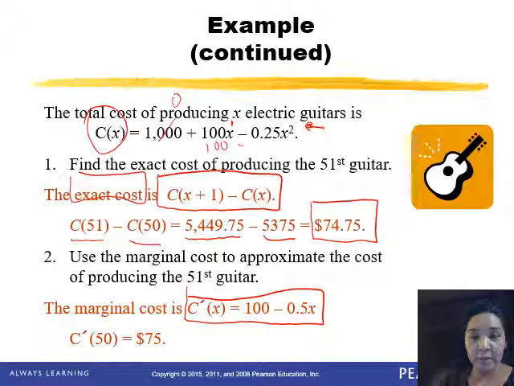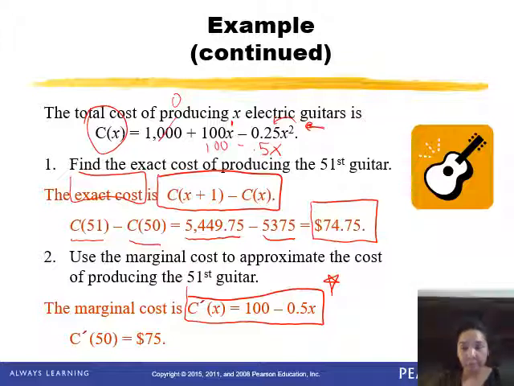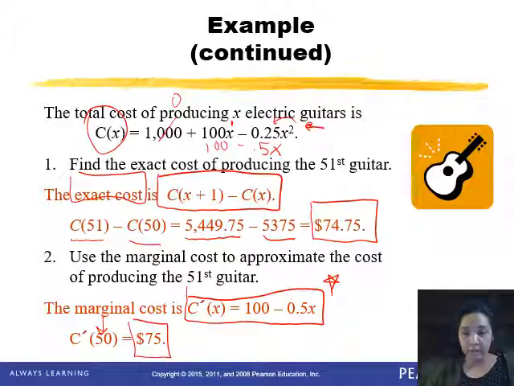And then you bring this 2 down, so 2 times 0.25 is 0.5, and then x to the 2 minus 1 is just x, which is what we have right here, okay? And so that's taking the derivative of the original function. And if you do that, all you have to do is plug in 50, and you can see that the marginal cost of producing the 50th guitar is $75, which is very, very close to the exact cost. So the approximate cost.